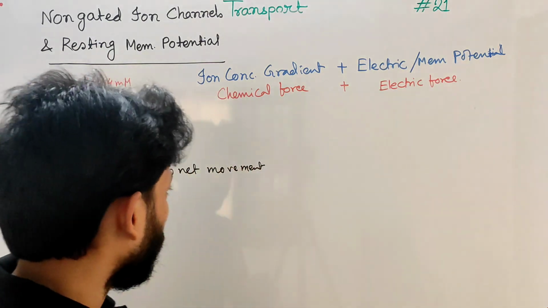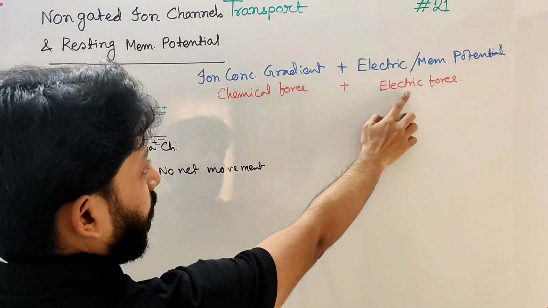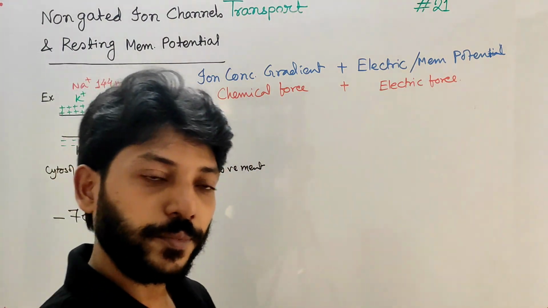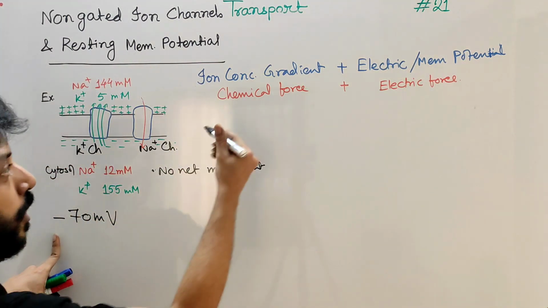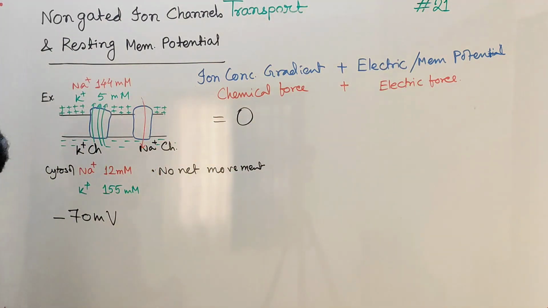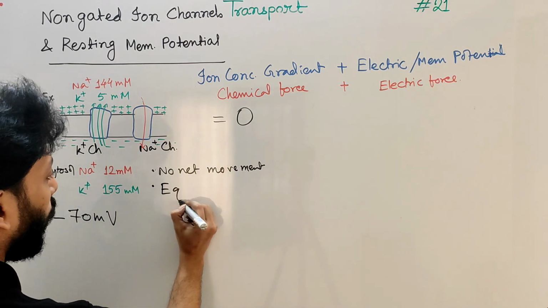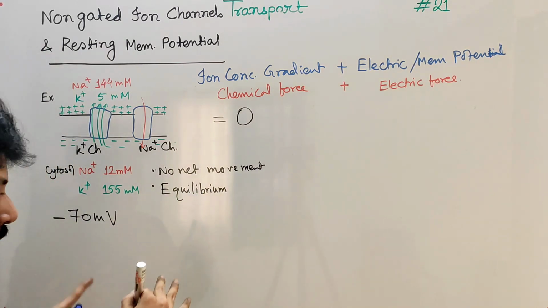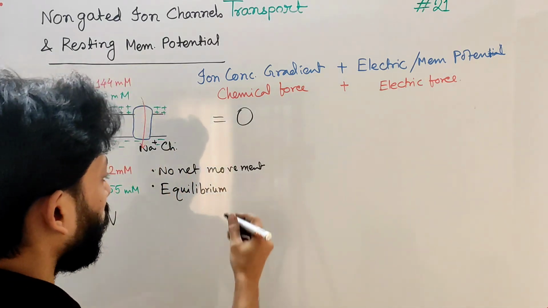This is very important. No net movement occurs at this point, because the electric force will prevent the chemical force. At minus 70 millivolt, the electrochemical gradient, the two together, will be 0. So there will be no net movement of ions. Another point we have to understand is that this resting membrane potential is also called equilibrium potential, because at that potential the two forces equilibrate and balance each other.